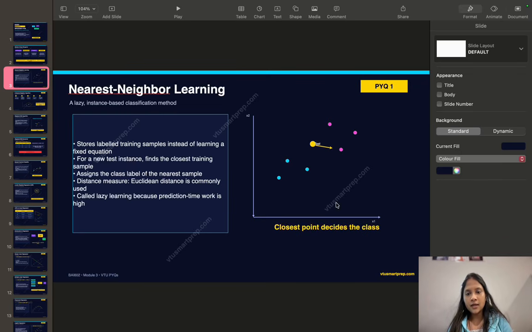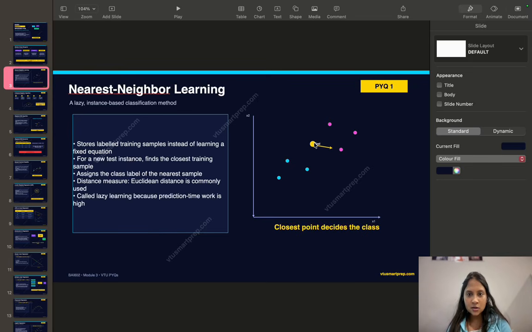And then go with the diagram. Here you can see the clusters. Let's say this is pass and fail, or positive values and negative values, and here you have one data value. We have to find whether this data belongs to this class or this class, the blue colored dots or the purple colored dots. That is what we have to find using nearest neighbor learning.